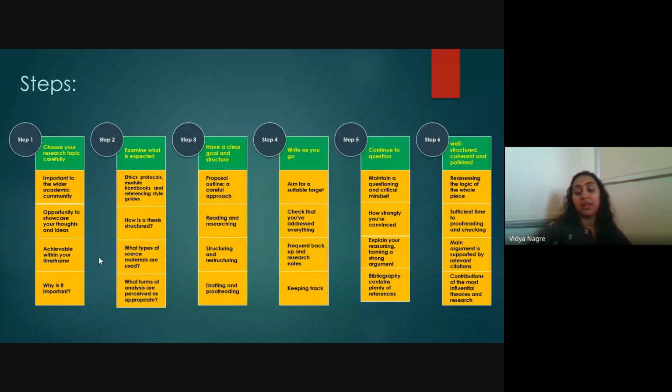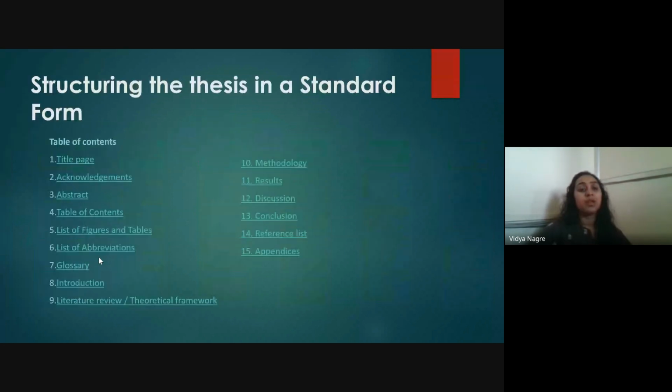Main argument is supported by relevant citations. So you have to make sure that you cite every piece of information. The contribution of the most influential theorists and researchers has to be there in the literature review. Throughout your write-up, there should be a strong theoretical background, and it should be reflected in the bibliography itself. Now, this is the structure of the standard format of the thesis.